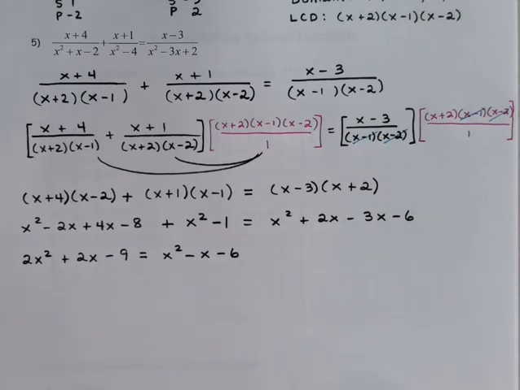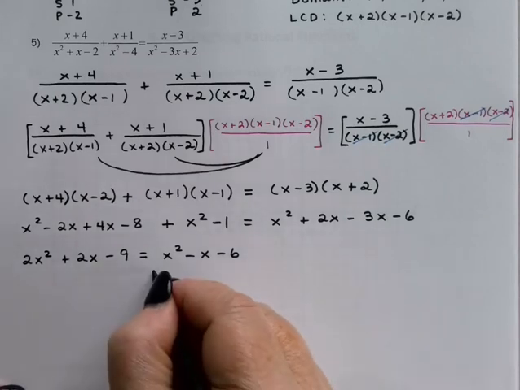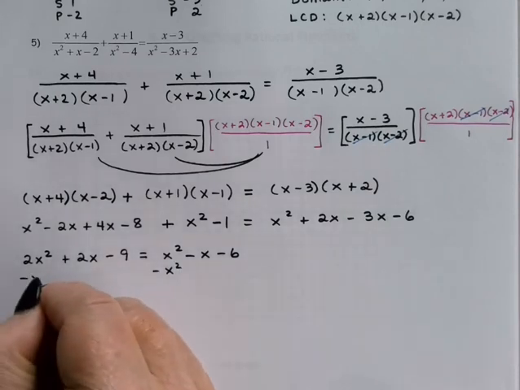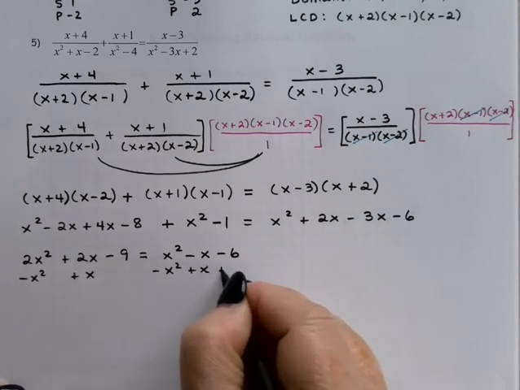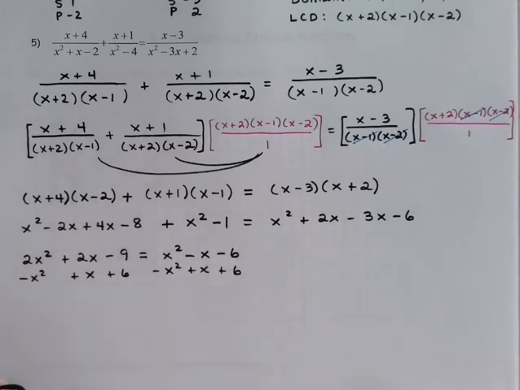Once again, this is quadratic, meaning I probably would like to get it to equal 0. So I'm going to subtract the x squared, add the x, and add the 6 to make the entire right-hand side equal 0.